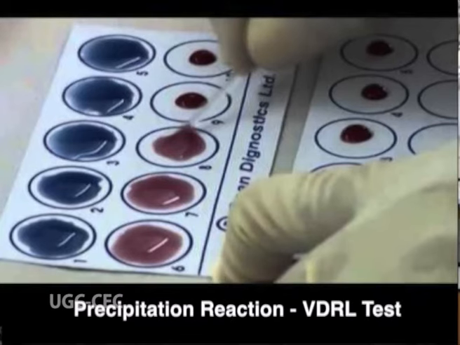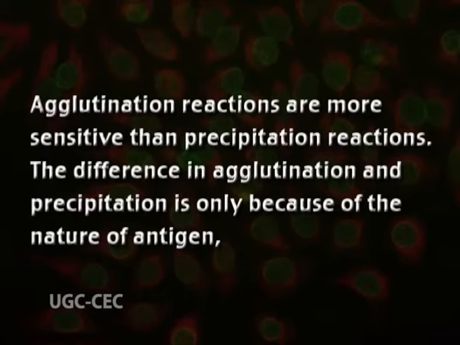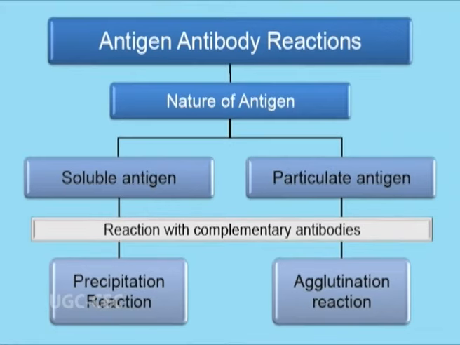agglutination or precipitation reactions. A diagnostic test has to be efficient enough to detect the presence of even low levels of pathogenic antigens present in the patient serum, that is sensitive, and also accurate strain of the pathogen, that is specific. Agglutination reactions are more sensitive than precipitation reactions. The difference in agglutination and precipitation is only because of the nature of the antigen. If the antigen is particulate, the reaction is agglutination, and if the antigen is soluble, the reaction is precipitation.